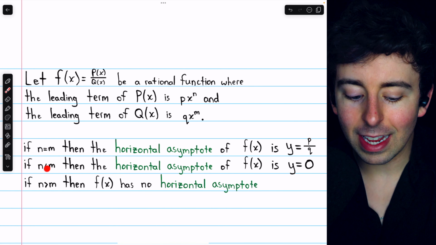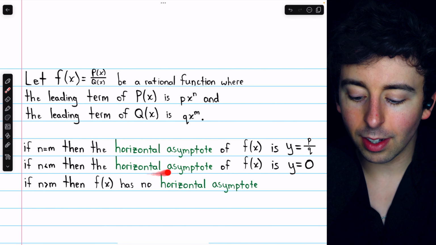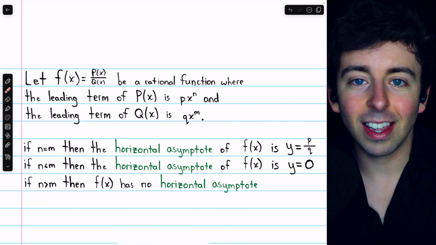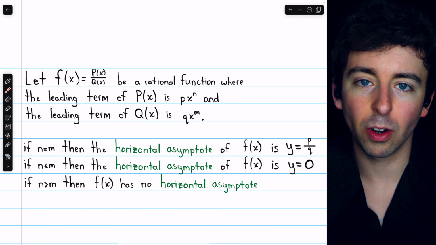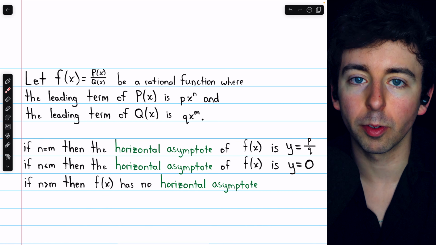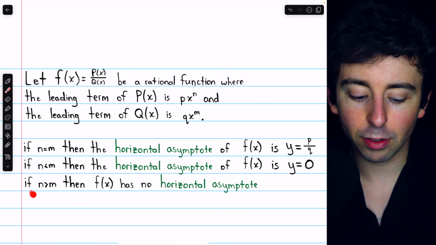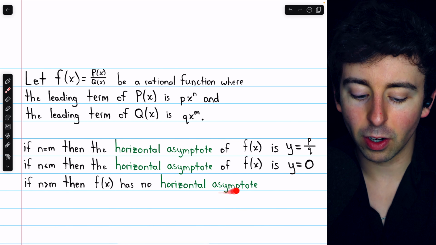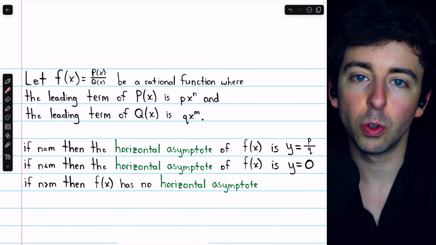On the other hand, if the degree of the numerator is less than the degree of the denominator, the horizontal asymptote is going to be y equals 0, because in this case, the denominator will outpace the numerator, so it's going to end up approaching 0 overall. On the other hand, if the degree of the numerator is greater than the degree of the denominator, f of x will have no horizontal asymptote because the numerator is just growing too quickly.